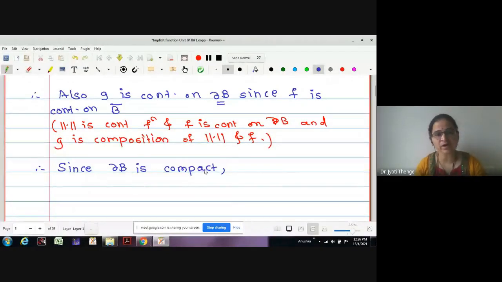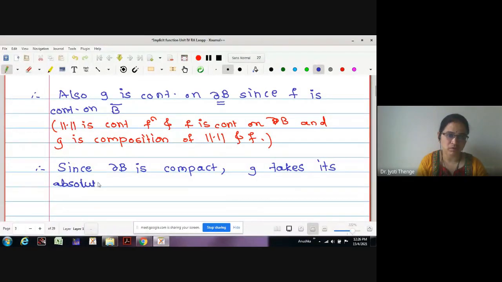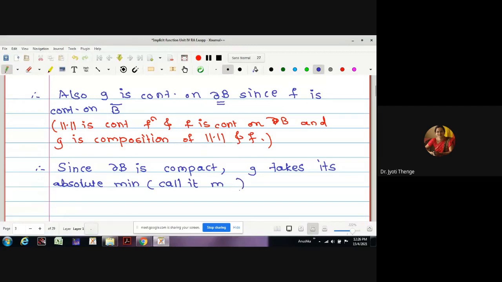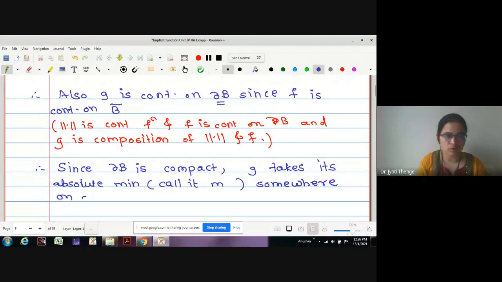If it is bounded, one can say that g takes its minima. Since ∂B is compact, g takes its absolute minima. G takes its absolute minimum. I will call the minimum value to be some m somewhere on ∂B. Okay, let me write the statement.